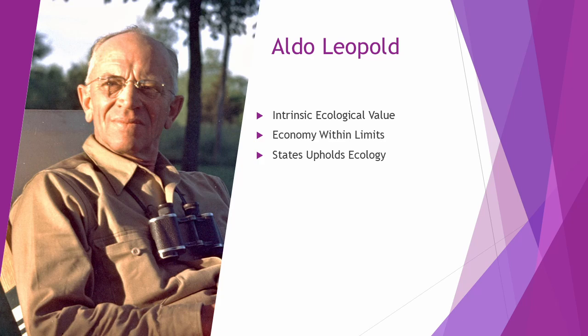Aldo Leopold's view on human nature is that humans are capable of moral growth and can choose to act as responsible members of the ecological community. Aldo Leopold's view on the economy is that economic systems must be subordinate to ecological limits. Aldo Leopold's view on society is that communities should be organized around ecological responsibility and land stewardship. Aldo Leopold's view on the state is that government policies should be based on ecological principles rather than economic exploitation.